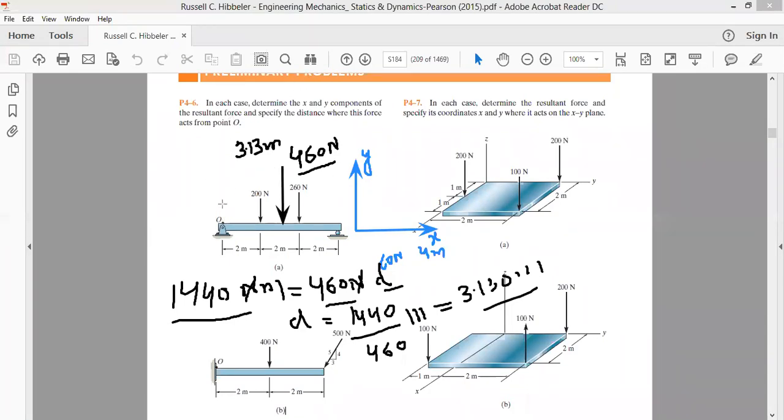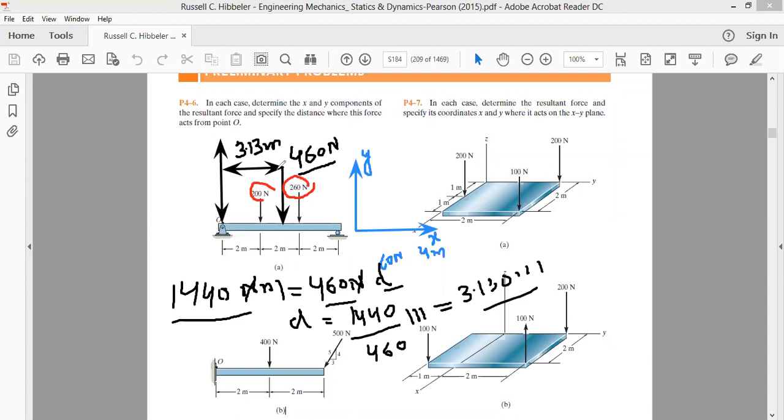So from point O, if we go to a distance of 3.13 meter and apply a force of 460 Newton, then the effect of the force of 460 Newton at a distance 3.13 meter from point O will have the same effect as the effect of the forces 200 Newton and 260 Newton acting on the beam from a distance of 2 meter and 4 meter respectively from point O.